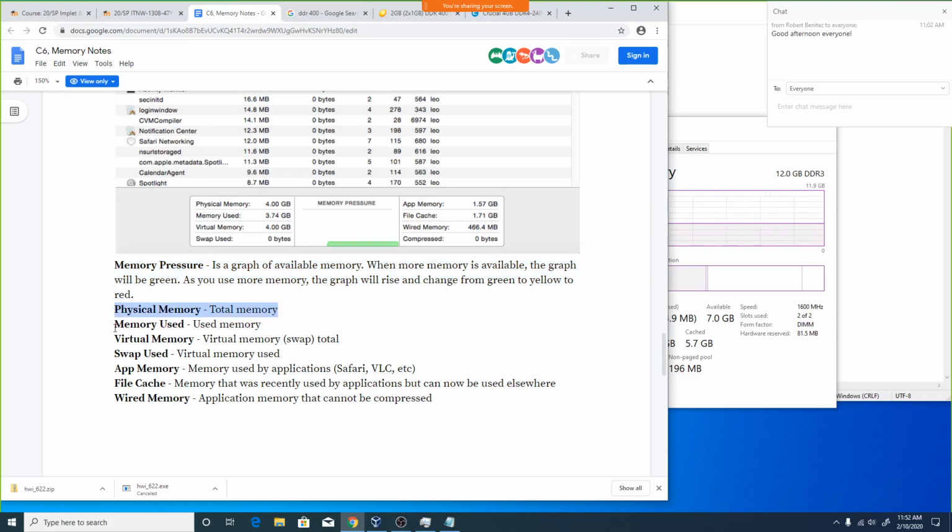Physical memory is the total memory. Memory used is the amount of used memory. Virtual memory is your swap. And so total and used. Then app memory is, they break it out a little further. So application memory is separate from system.